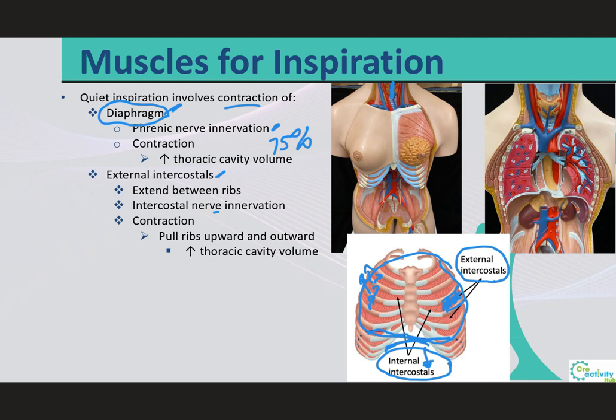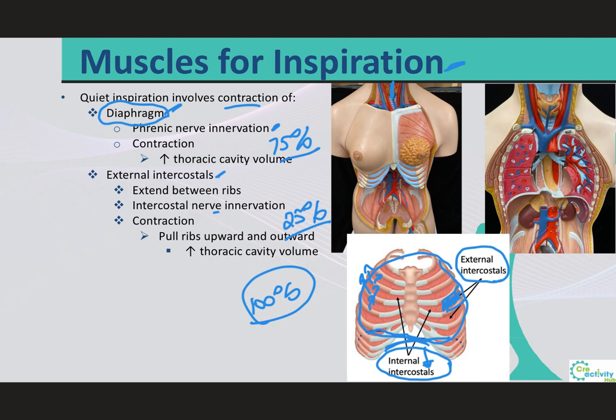Now, contractions of the external intercostals are going to be responsible for 25% of the air that enters the lungs during normal, quiet breathing. So 75% for the diaphragm, 25% for the external intercostals. This makes 100%. So these are the only two muscles that will help during inspiration when we are performing normal, quiet breathing.